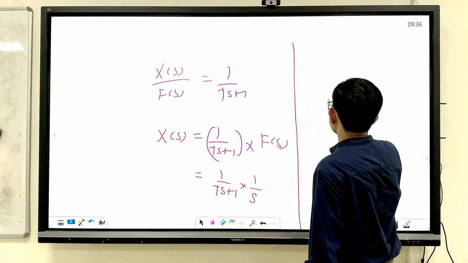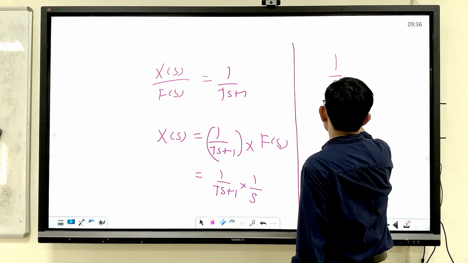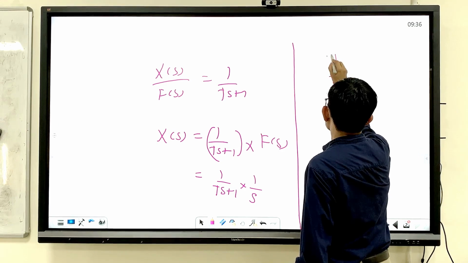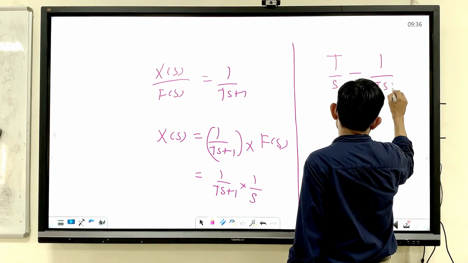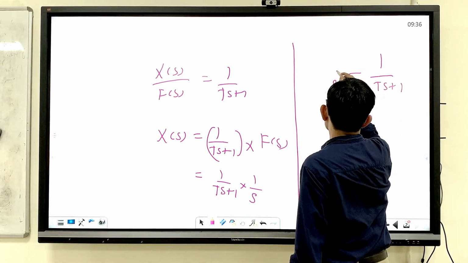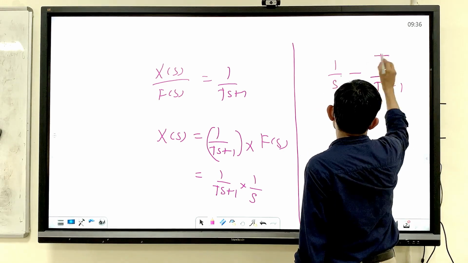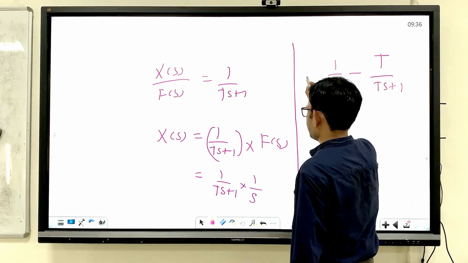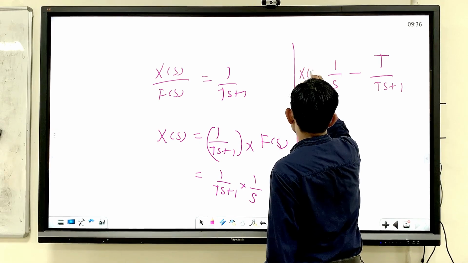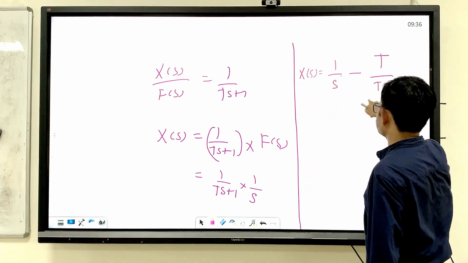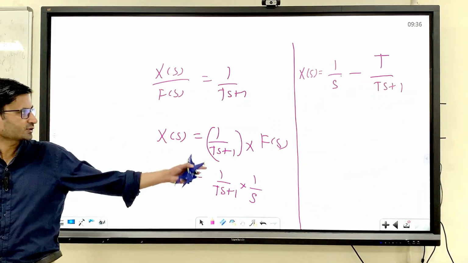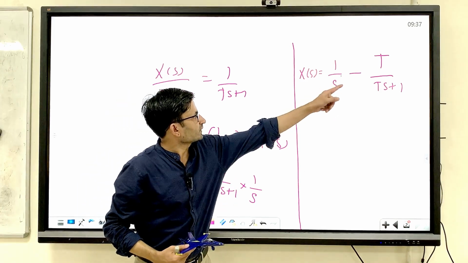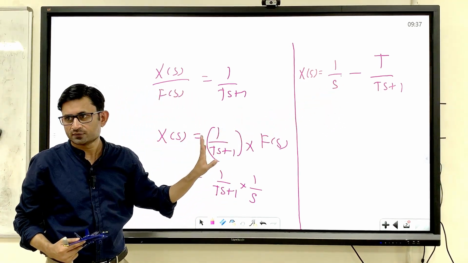So this you can write as 1 upon s minus 1 upon Ts plus 1. This way you can write by breaking it into partial fractions. If you solve this expression, you will get this only, right? See this. If you solve this, you will get this only, right? Ts plus 1 minus Ts gets cancelled, this one.